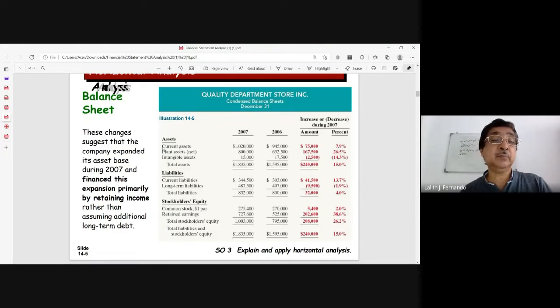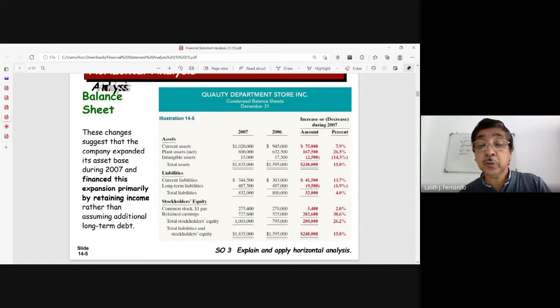Now this is a very simple example. Say Quality Department Store, this is the name of the organization. The comparison is being done between these two years, 2007 and 2006. Now you have the balance sheet: assets, liabilities, equity. So you have current assets, plant assets, intangible assets, then liabilities, current liabilities and long-term liabilities, and stockholders' equity.